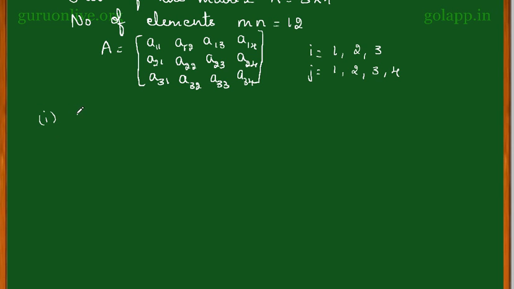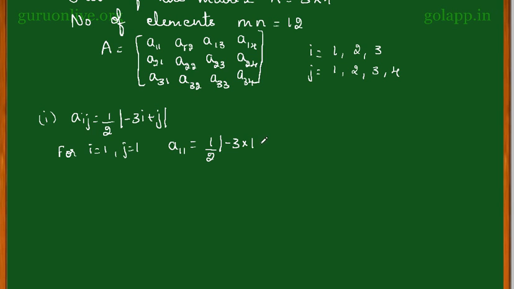The first general element is given as Aij is equal to 1 by 2 modulus of minus 3i plus j. Let me find the elements of the matrix. For i equal to 1, j equal to 1, we get A11, which is equal to 1 by 2 modulus of minus 3 into 1 plus 1. Within modulus, we have minus 3 plus 1, which gives minus 2. Modulus of minus 2 gives 2, and 1 by 2 into 2 gives 1.